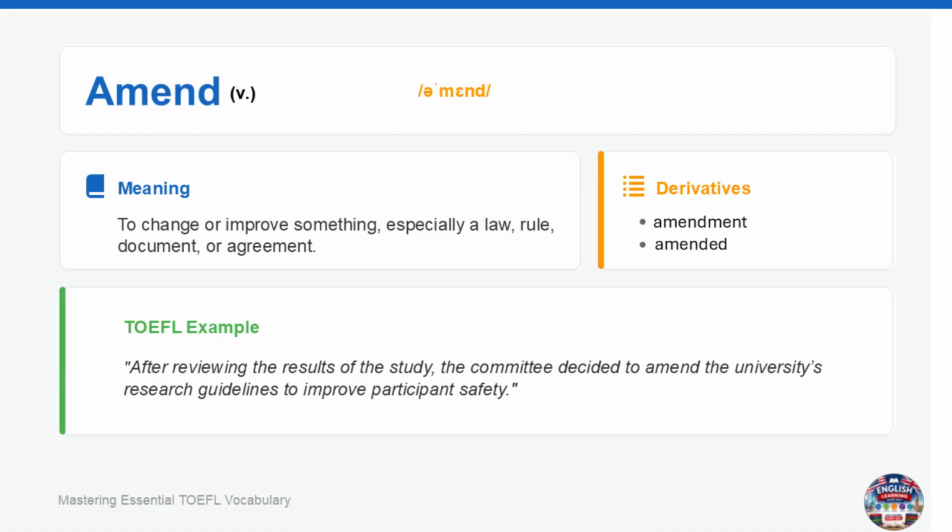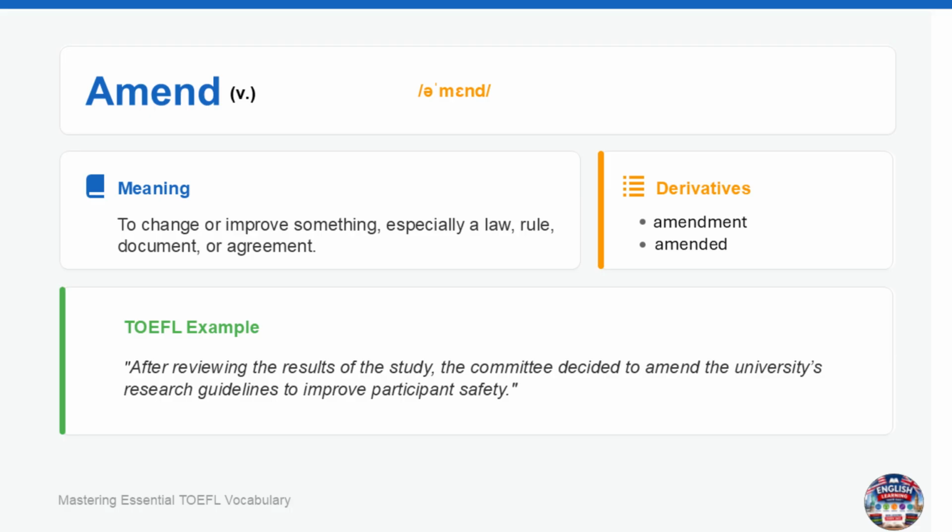Very good. Amend means to change or improve something, especially a law, rule, document, or agreement. So we amend something to make it better? Exactly. Here's the example. After reviewing the results of the study, the committee decided to amend the university's research guidelines to improve participant safety. Here's your question. Why did the committee decide to amend the research guidelines? Because it wanted to improve participant safety.